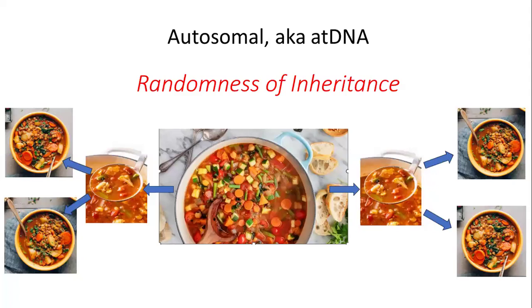Just a reminder about autosomal DNA, because that's what we're going to focus on today, is the randomness of inheritance. The big soup bowl in the middle are your parents. You have one child on the right who gets a ladle out of that. They're going to mix it with the significant other parent, and they're going to ladle all that out. What comes out of those bowls is random, okay? Totally random. Big pieces, large pieces, may not have any pieces at all, may have nothing but carrots in it. It's all random. And that's what we've got to remember.